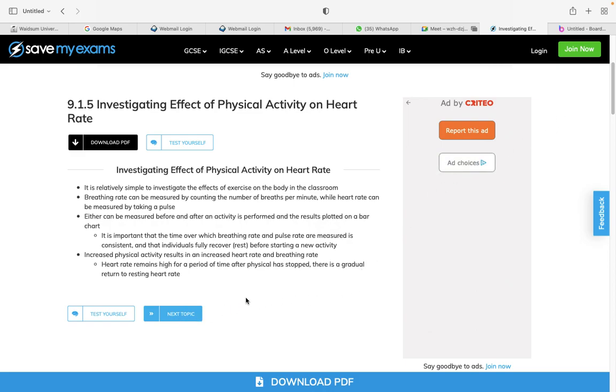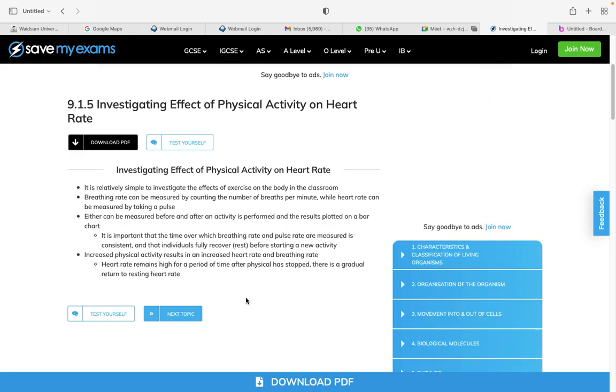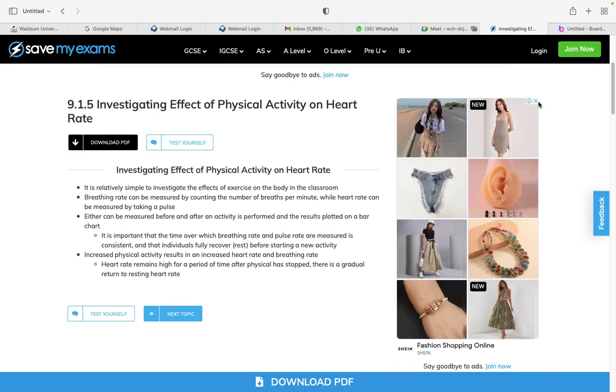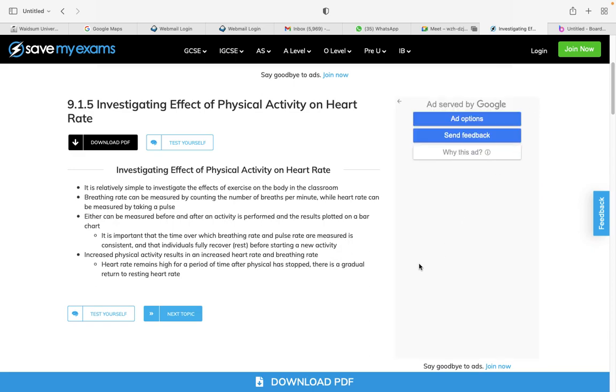We can plot the results we get from here in a graph. It's important that the time over which the breathing rate and the pulse rate are measured is consistent. Then it shows you you're healthy. If you're not consistent, probably something is wrong somewhere, and you need to check that the individual has fully recovered or rested before starting a new activity. Before you start a new activity, you have to return back to your normal rate.